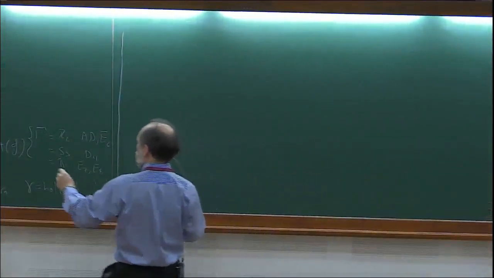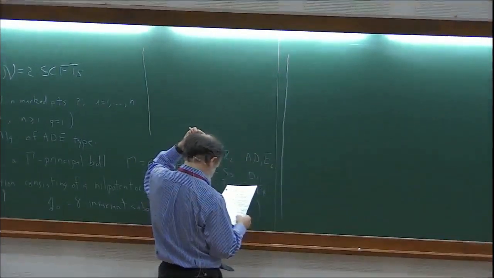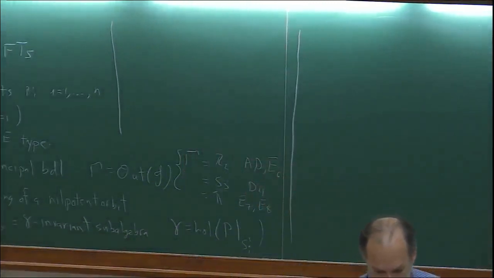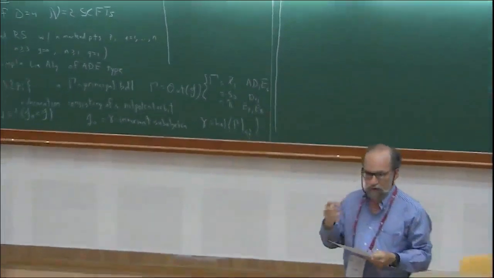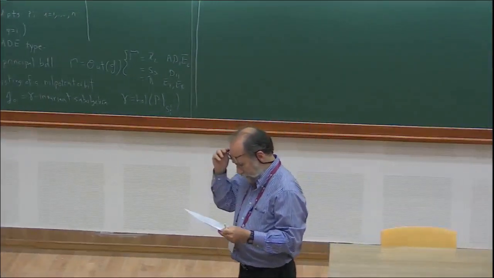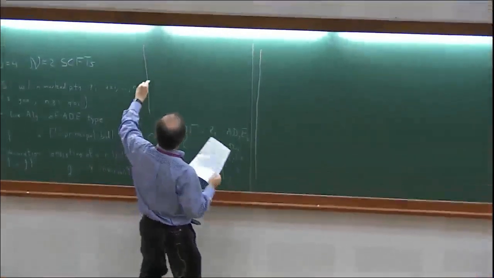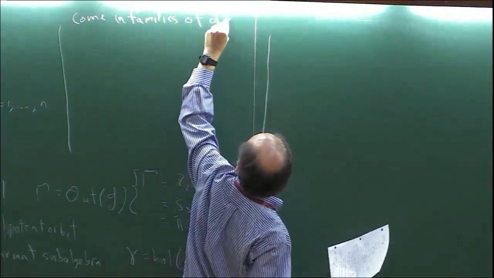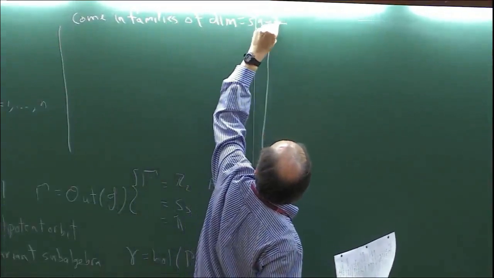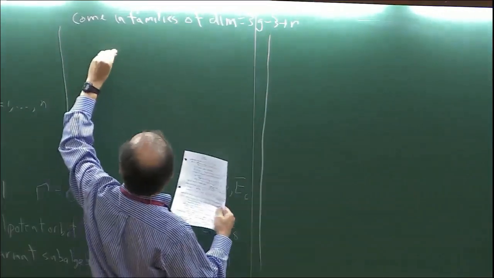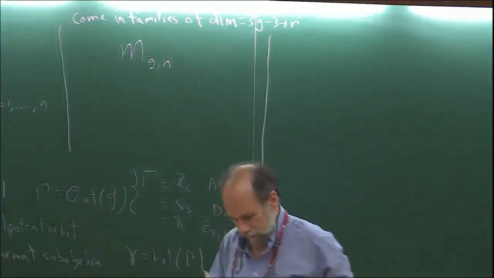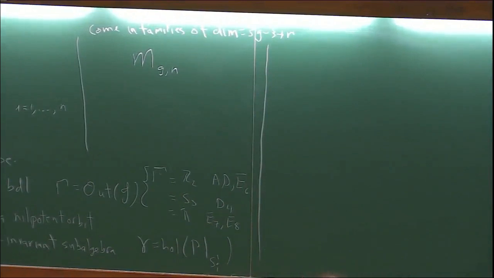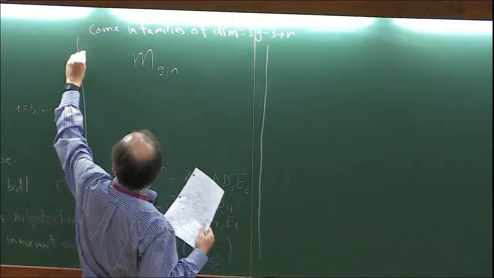But let me say one more thing before I do that, which is clearly these theories for n greater than 3 or g greater than 0 come in families of dimension 3g minus 3 plus n. If P is trivial, well, we have the space of complex structures of the curve C and the locations of the points. So obviously I get different theories depending on where I am in M_{g,n}. This is for P trivial.